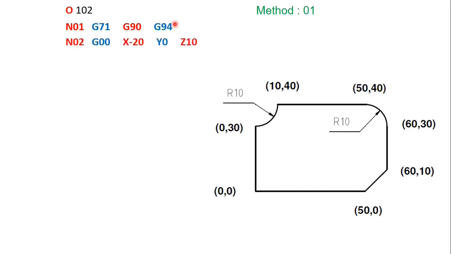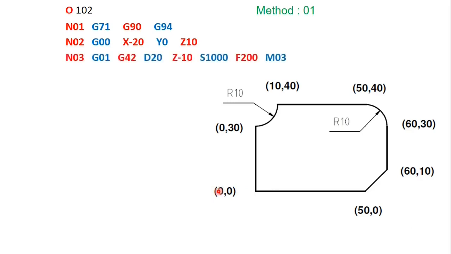Then go. So what I am doing is moving rapidly to x minus 20, y0. So where is x0 and y0? X0, and x is minus 20. So what happens? Somewhere here the workpiece comes into the picture. And this is 10 millimeter above.